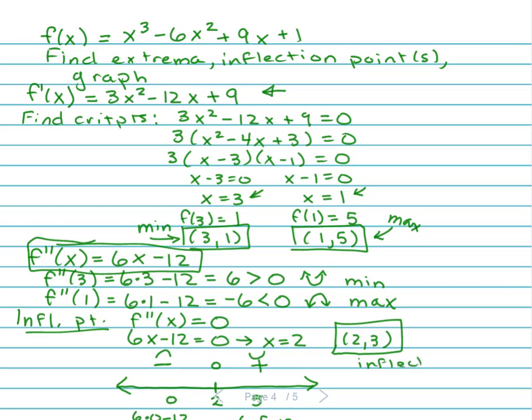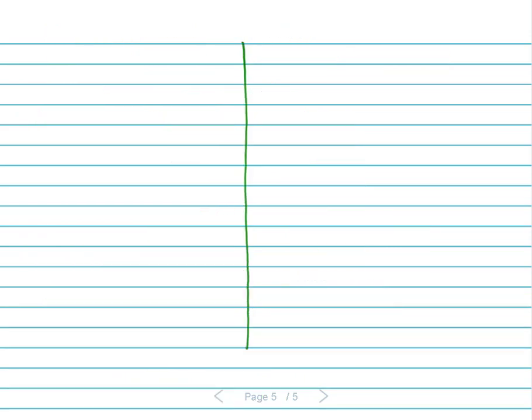So let's put all these facts together and graph this function. Okay, so I'm drawing my axes here. Some of the points that we want: (3, 1), (1, 5), (2, 3). That's really it. Okay, so let's put all this together. 1, 2, 3, 4, 5. 1, 2, 3, 4, 5. Okay, I'm not drawing this perfectly. You could probably draw this a little bit better with graph paper.